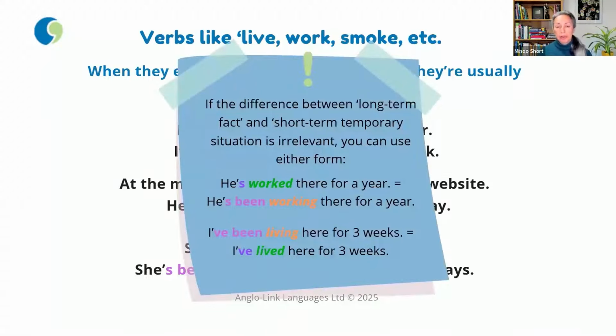A small note is that if this difference between long-term fact or habit or short-term temporary situation is irrelevant, you can use either form. So there's no difference really in the idea between saying he's worked there for a year and he's been working there for a year. Or I've been living here for 3 weeks, or I've lived here for 3 weeks. They have exactly the same concept, the same idea in situations like this, with verbs like this.